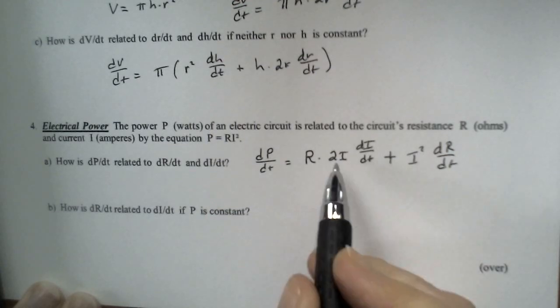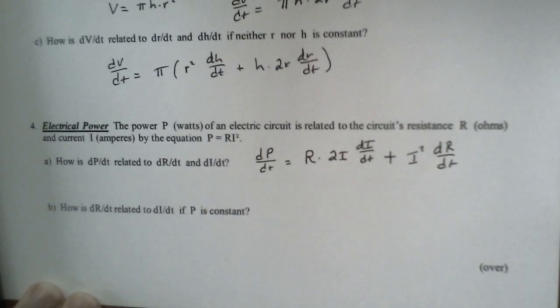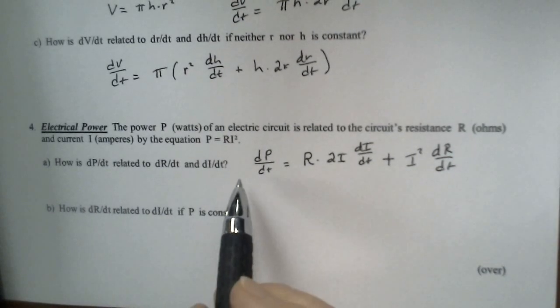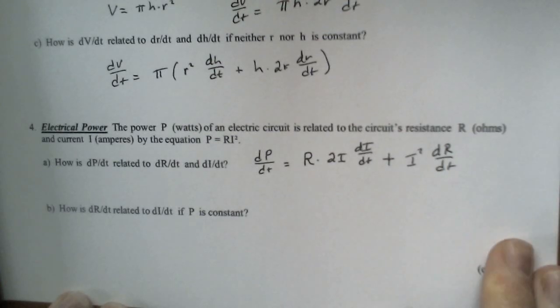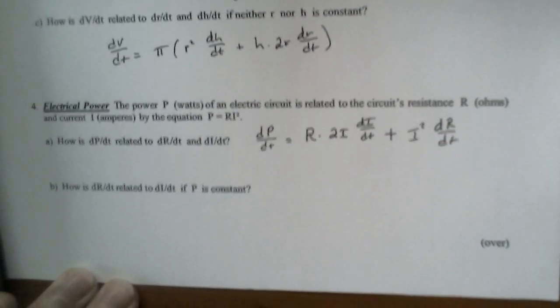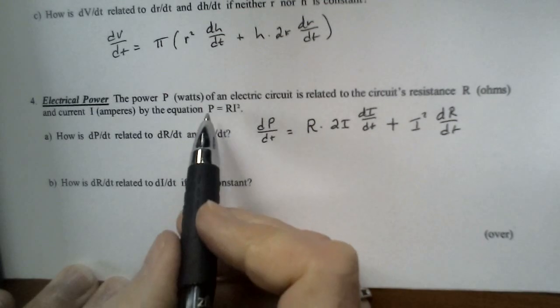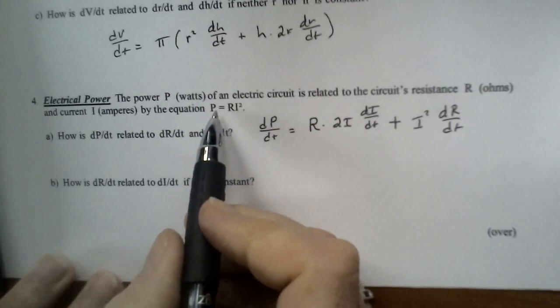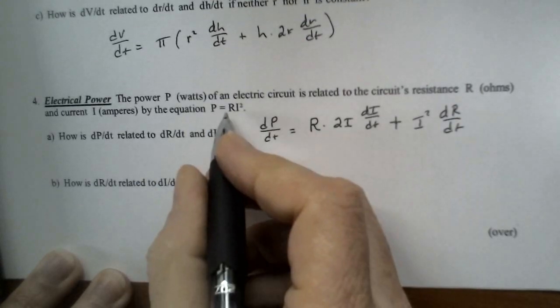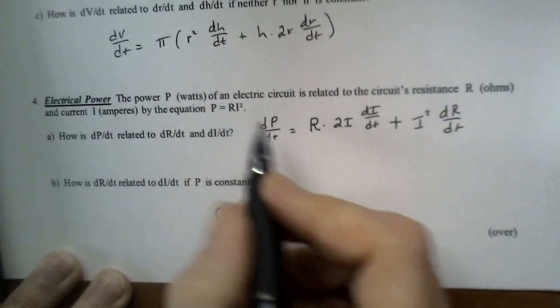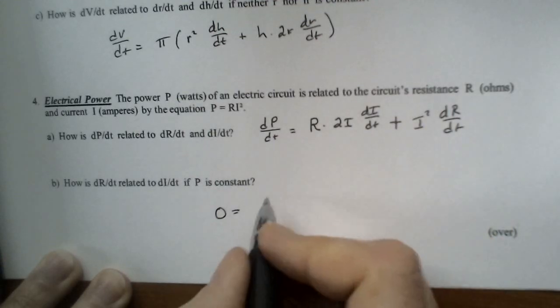Again, if you wanted to bring an I out front as a greatest common factor, you could, but that's really not necessary. So that's dP/dt relating to dR/dt and dI/dt. And if P is a constant, then you know the derivative of a constant is 0. So when you take the derivative of both sides, you get 0 is equal to, and then you do the product rule again, which is just what we wrote up here.